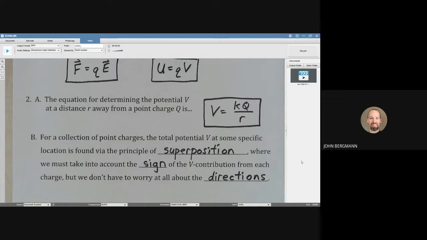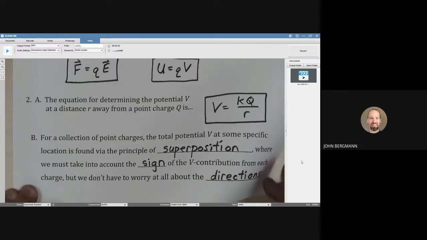For a positive charge, it will be a positive potential. For a collection of point charges, the total potential at some specific location is found via the principle of superposition, where we must take into account the sign of the V contribution from each charge, but we don't have to worry at all about the direction. And that's because potential is a scalar, so we don't have to worry about direction.